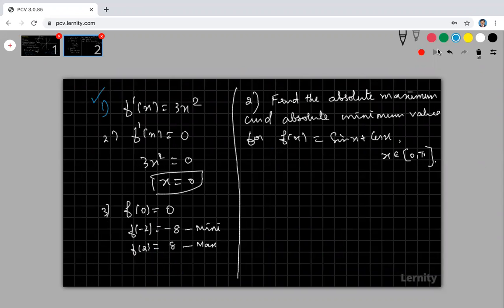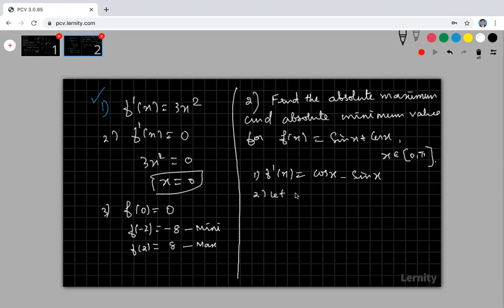One is find f dash of x. My first step is to find f dash of x. What is my f dash of x? Sin x differentiates to cos x, and cos x differentiates to minus sin x. That's all. It is not possible to factorize or simplify anything. So go to the second step.